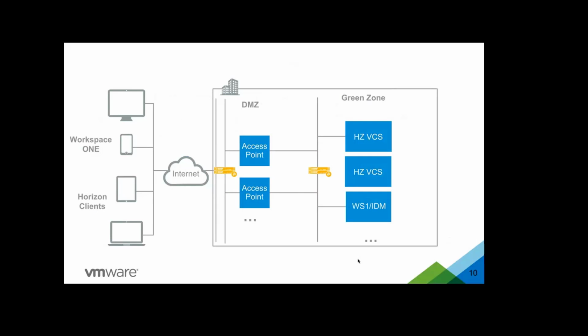Similarly to the previous slide, this is a second way of deployment where instead of Workspace ONE hosted in the cloud, we have Horizon as well as Workspace ONE in the green zone on premises. The flow remains the same as described before. Again, in this case, the Access Point is sitting in the DMZ behind load balancers, and we have View Connection servers and the Workspace ONE also getting load balanced by a second set of load balancers.